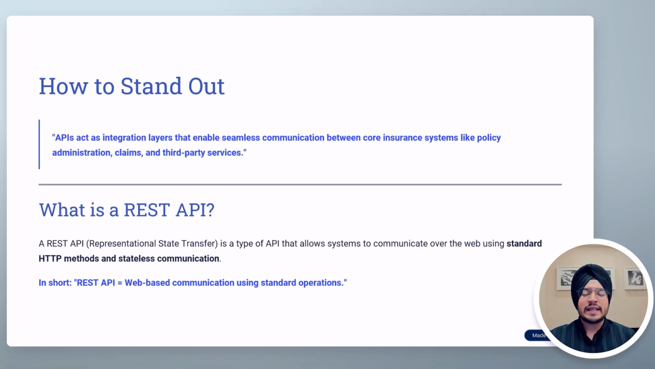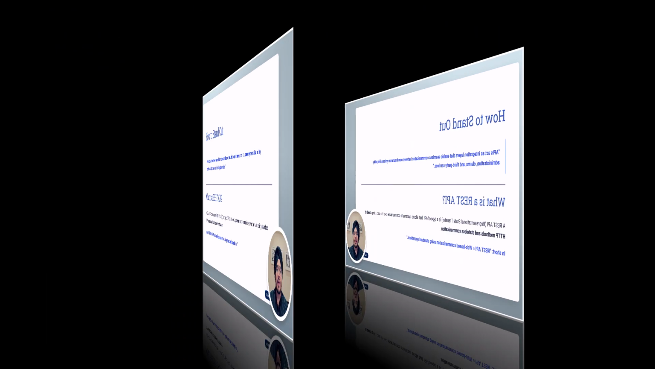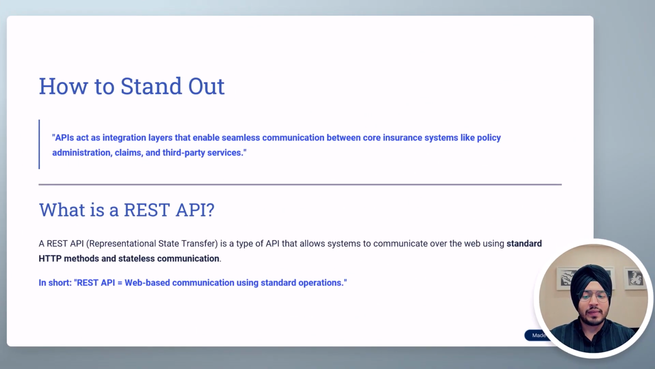So to conclude, APIs act as integration layers that enable seamless communication between core insurance systems like policy administration, claims, and third-party services. What is REST API? REST API stands for Representational State Transfer. It's a type of API that allows systems to communicate over the web using standard HTTP methods and stateless communication.